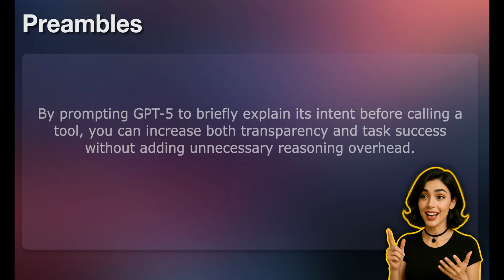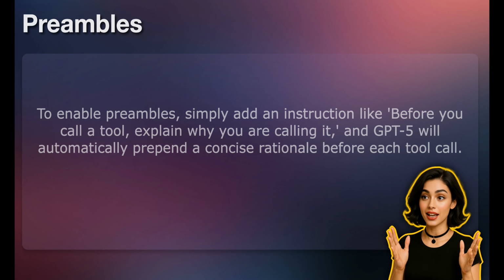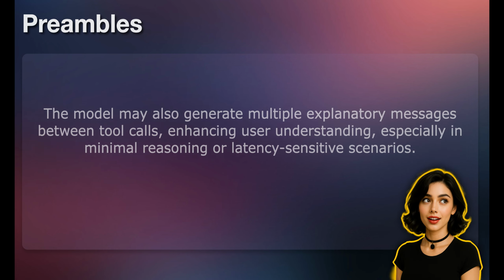By prompting GPT-5 to briefly explain its intent before calling a tool, you can increase both transparency and task success without adding unnecessary reasoning overhead. To enable preambles, simply add an instruction like, "Before you call a tool, explain why you are calling it," and GPT-5 will automatically prepend a concise rationale before each tool call. The model may also generate multiple explanatory messages between tool calls, enhancing user understanding, especially in minimal reasoning or latency-sensitive scenarios.